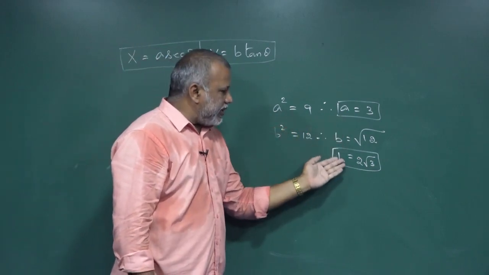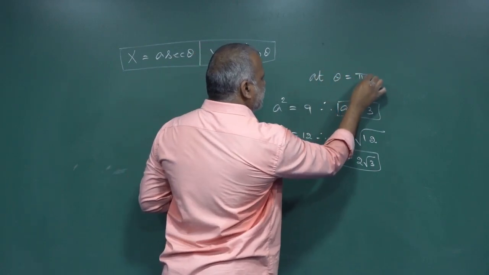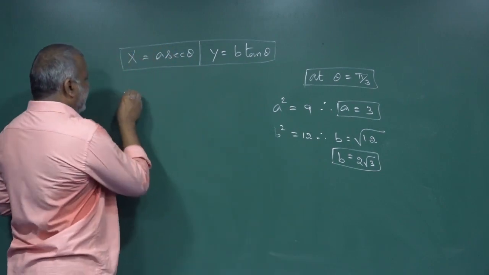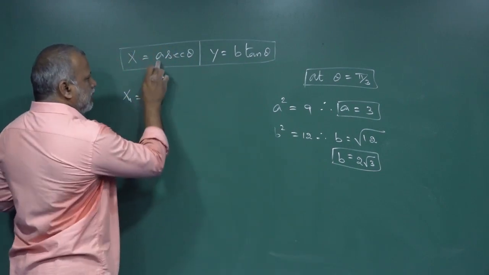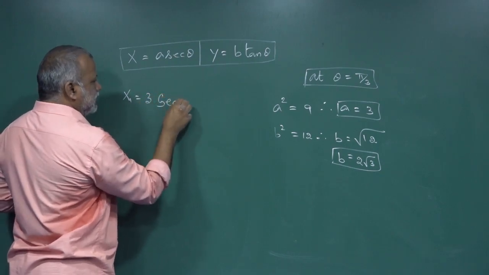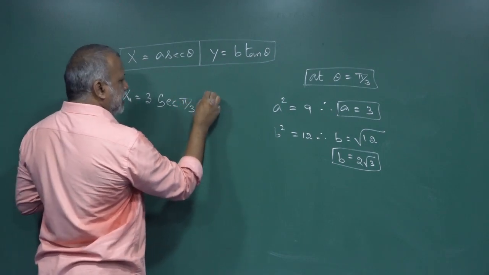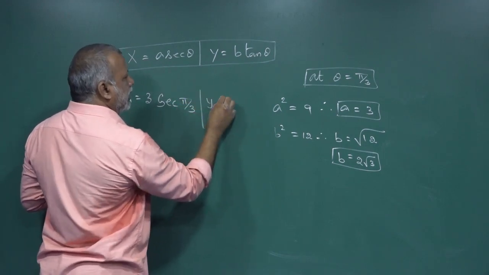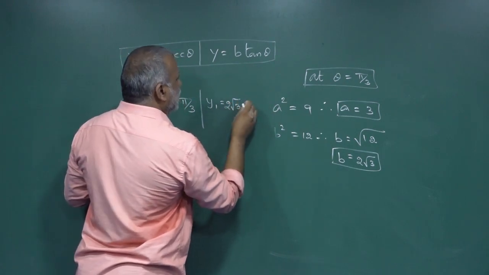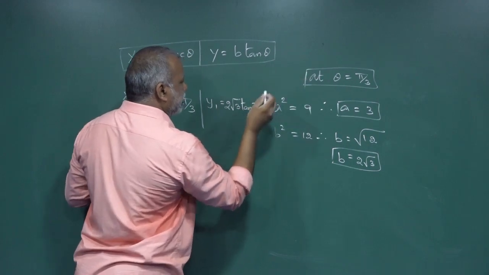We worked out the value of a and b. Theta equal to pi by 3 is given. Then substitute here. If we are substituting, we can get the value of x1. What is the value of a? a is 3. Then secant, what is the value of theta? Pi by 3. Again y1, y1 equal to, what is the value of b here? 2 root 3. Then tan, once again theta is replaced by pi by 3.